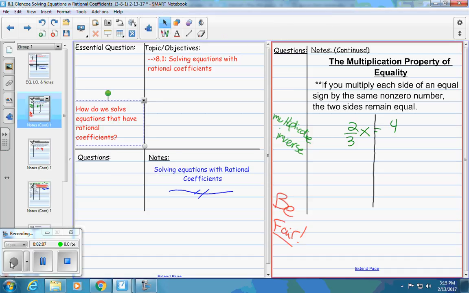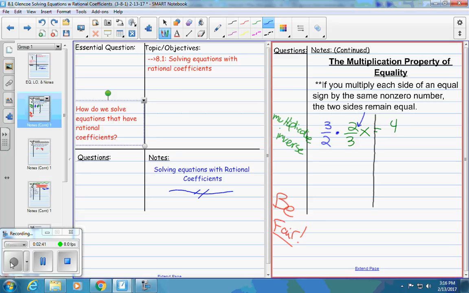To get rid of this 2/3 off our x, we're going to have to use its multiplicative inverse. We use the multiplicative inverse because the operation here is multiplication, and we're trying to get this 2/3 to convert into the number 1. What number times 2/3 makes the number 1? If you guessed the multiplicative inverse, which is just its reciprocal, that's 3/2.